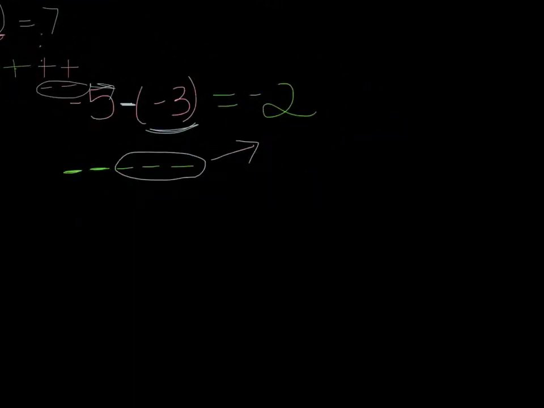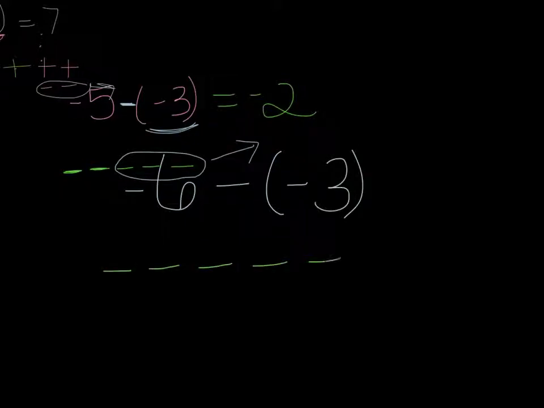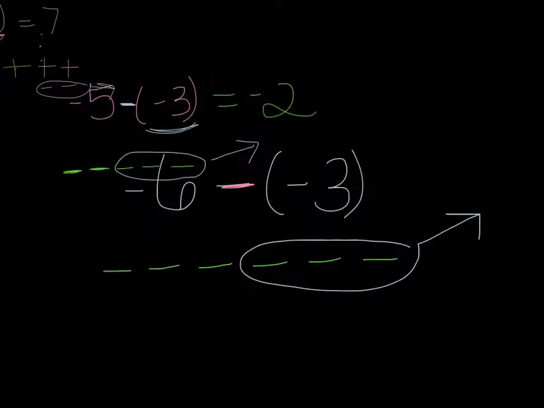Let's try another one. Okay, let's say we have negative 6 minus negative 3. We build our first number. Okay, we remove 3 negatives. Well, this one's easy because we have enough to remove. And what's left here is negative 3.